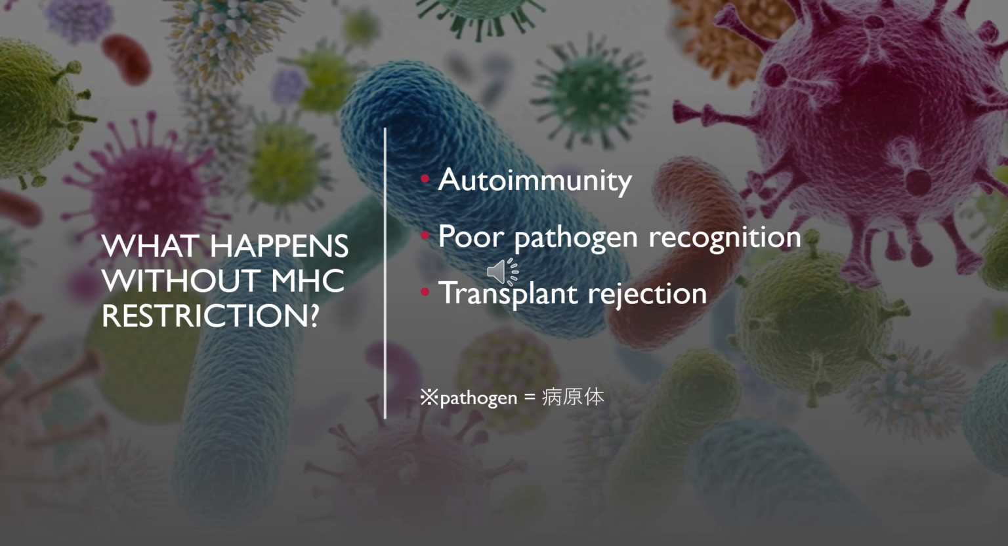If MHC restriction did not exist, several serious problems would occur. Autoimmunity: T cells might attack our own tissues. Poor pathogen recognition: T cells would not correctly identify infected cells. And transplant rejection: T cells would attack any cell with foreign MHC. So MHC restriction is essential for safe and accurate immune responses.